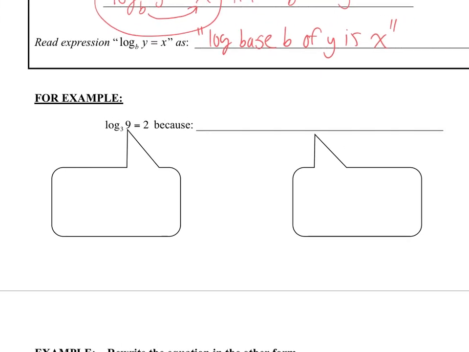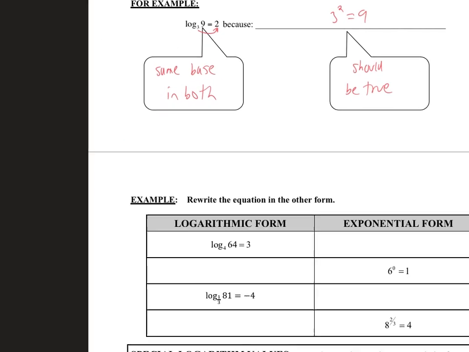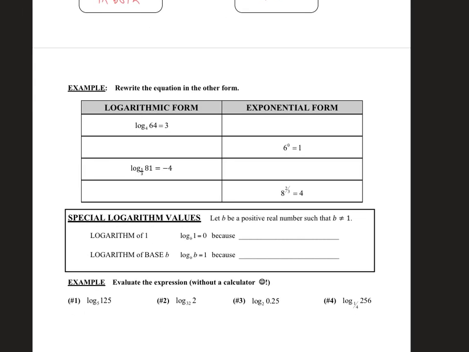So we have log base 3 of 9 equals 2 because we take the 3, we push up the 2, and we're going to get 3 squared equals 9. This should be true, and it's the same base in both. Okay, sounds good. Moving on, it says rewrite the equation in the other forms.